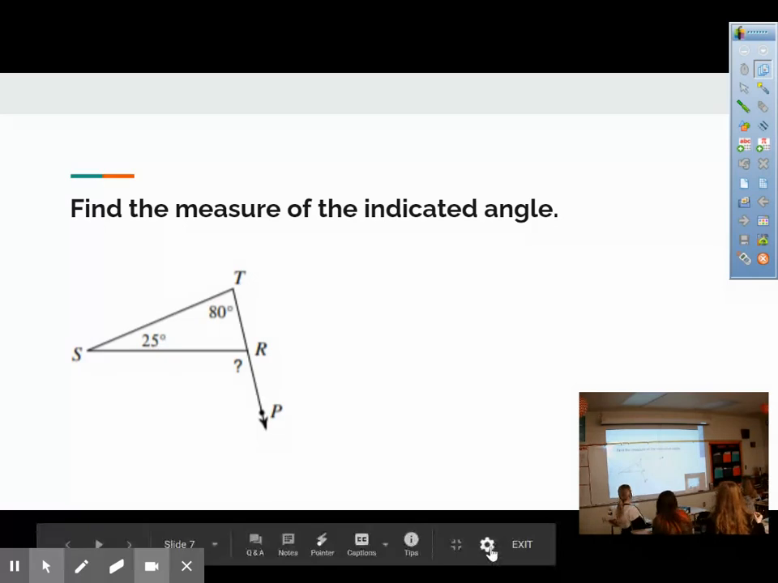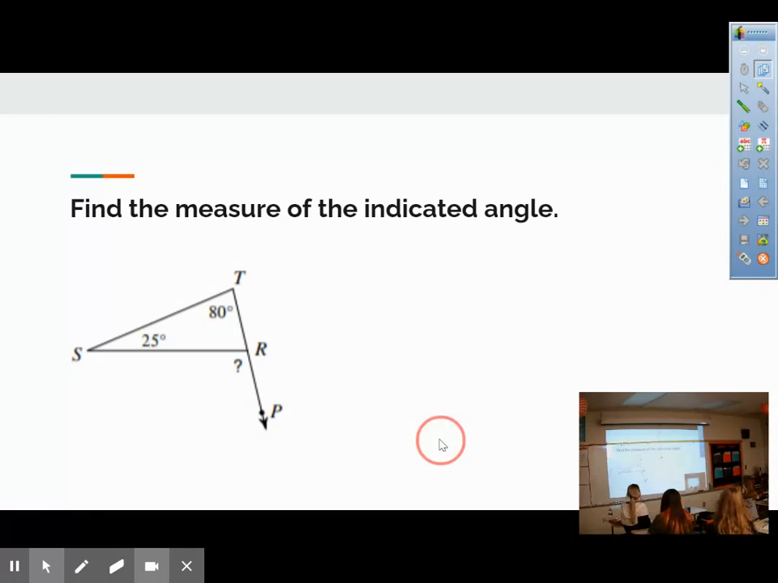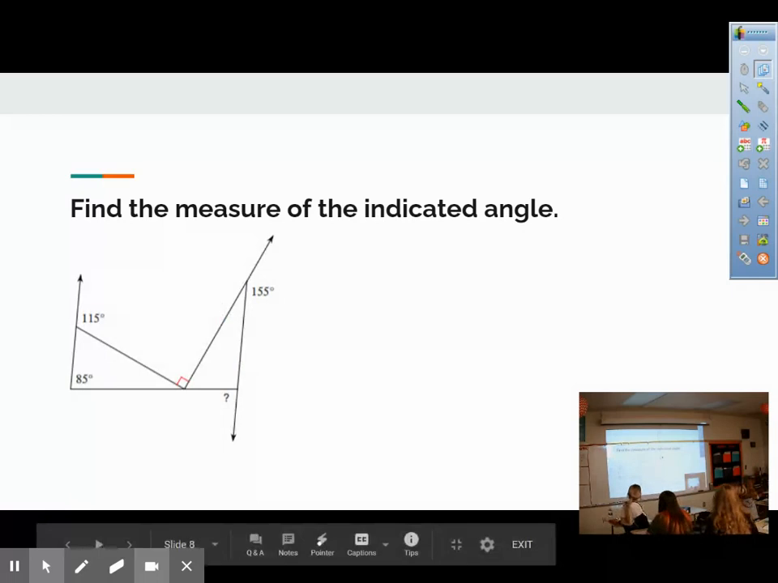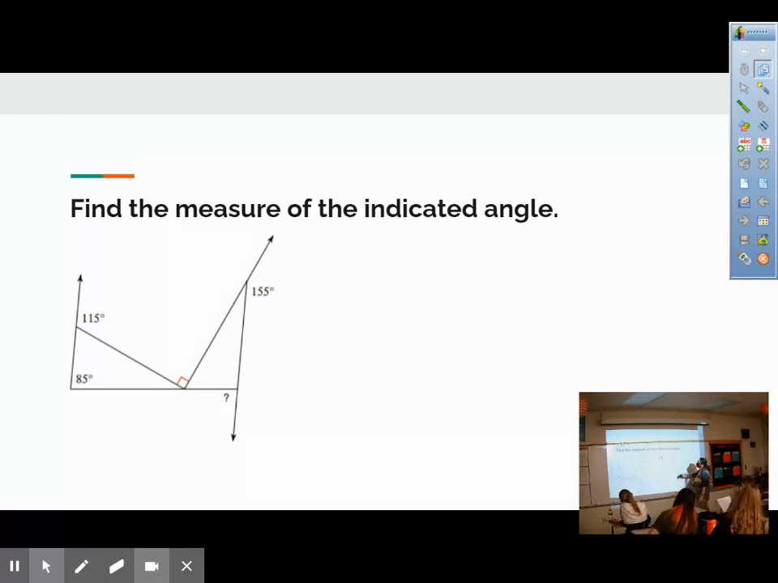Never mind. Here it is, this one here. Oh, you want us to skip over one, Miss Goodman? Yeah, find the measure of the indicated angle.